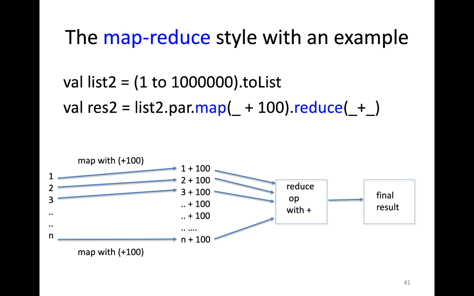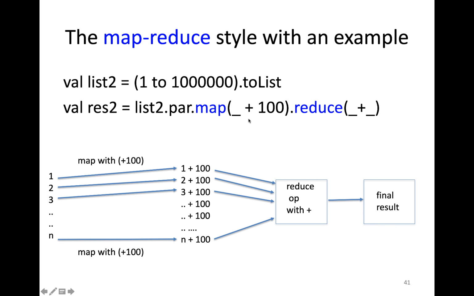Now let's talk more about the map reduce style. We already got some idea. Let's see more. Say a list has 1 million items here, and let's talk about some arbitrary operation.